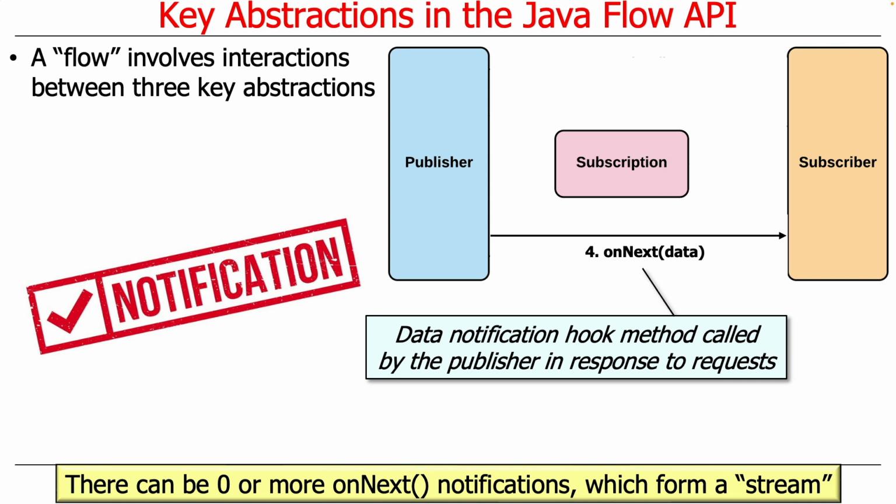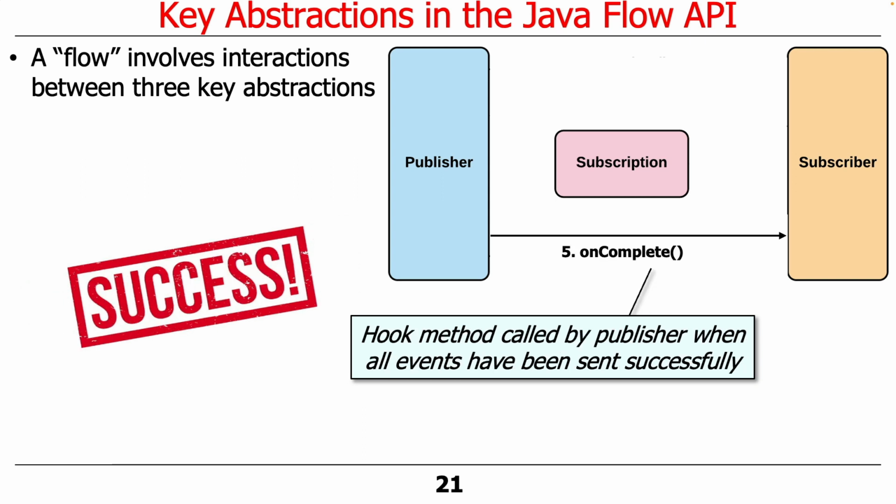They do that by calling the onNext hook method, which will then start the flow of events traversing through the stream of processors, because there are often stream processors inserted between the source publisher and the sink subscriber. Note that there can be 0 or more onNext events, and that's what forms a stream. Something may never generate anything at all. That's perfectly plausible. Something could generate an infinite number of onNext events. That's also perfectly plausible, although you have to be careful with that, obviously.